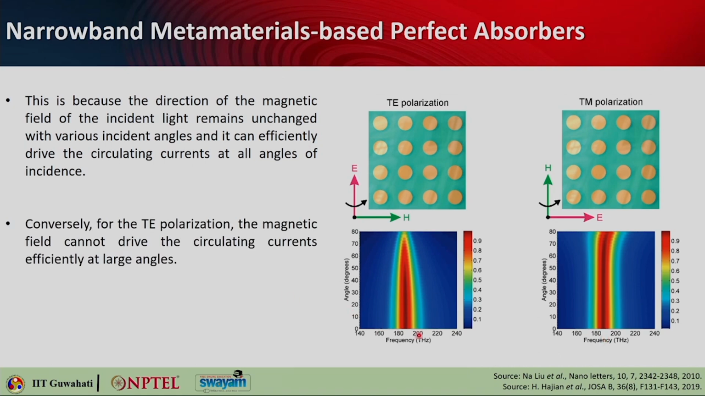However, when you look at this particular figure on the left, the contour plot here, the magnetic field cannot drive the circulating currents efficiently at very large angles. So anywhere above 50 degrees or so, you see the absorption has dropped significantly, okay. At 80 degrees you actually end up with about 50% absorption. So that is a big drop from the perfect absorber.